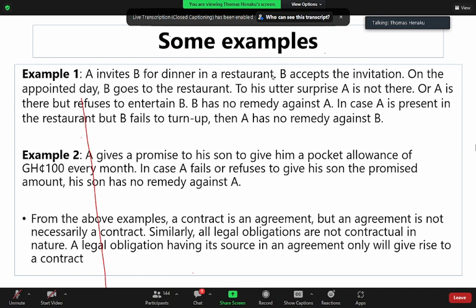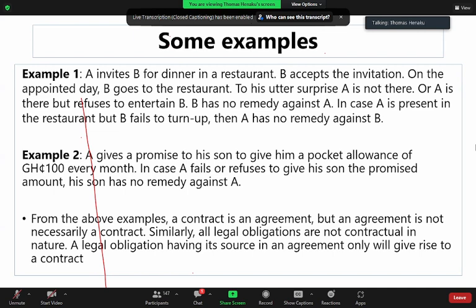And in fact, if A is present in the restaurant but B fails to turn up, can A also have a remedy against B? This is an example. All right? Look at how I have put it. So, would you say in this example there's a contract? Okay. You get it. So look at example 1.